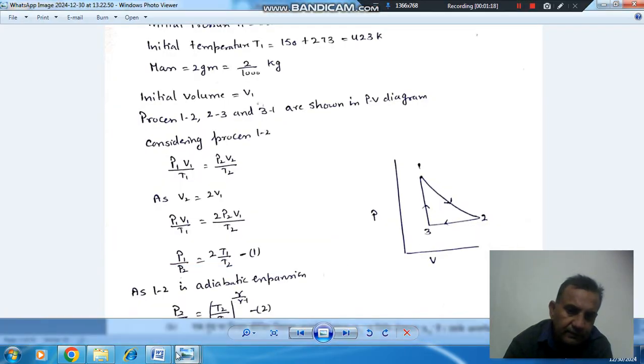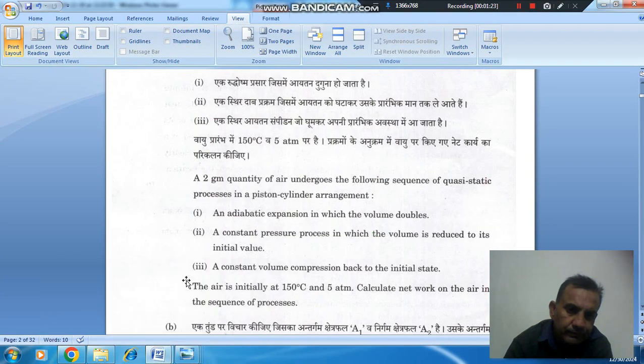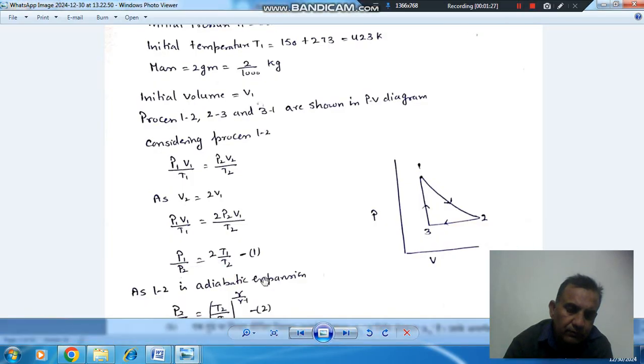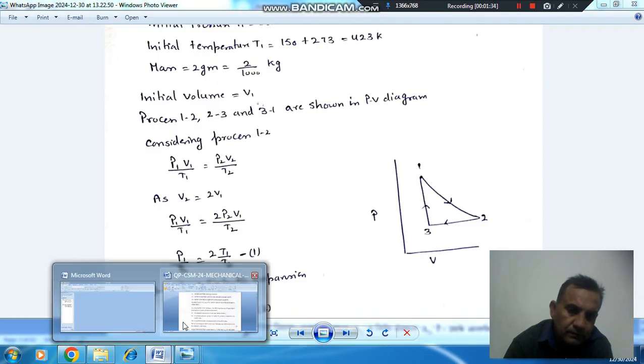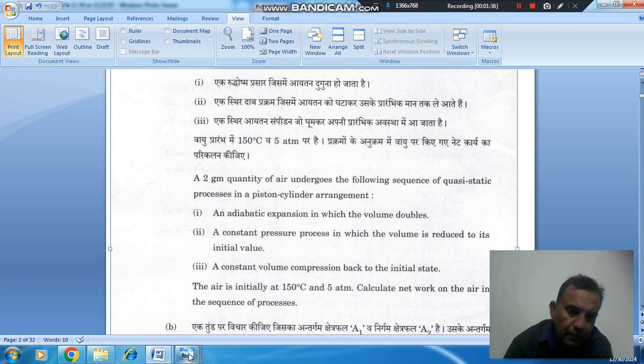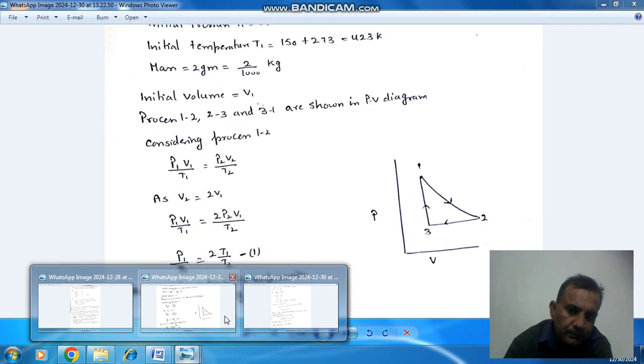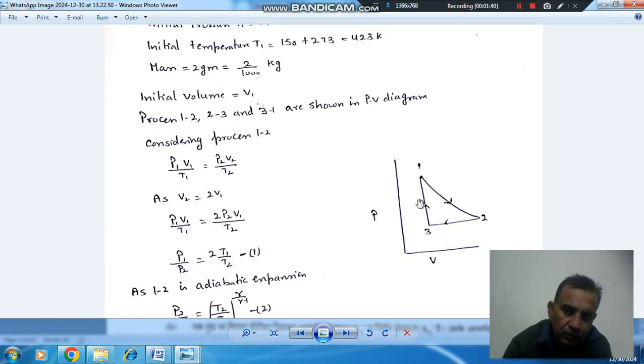The second process is a constant pressure process in which volume is returned to its initial value. So 2, 3 is the constant pressure process. The third process is a constant volume process back to its initial state. So 3, 1 is constant volume. So 1, 2 is adiabatic expansion, 2, 3 is constant pressure, and 3, 1 is constant volume.